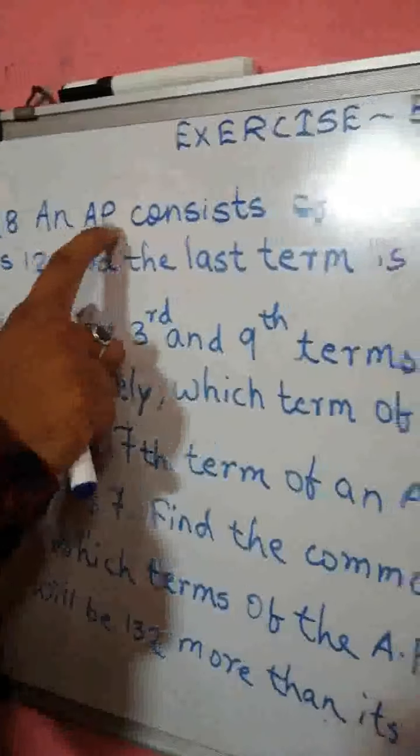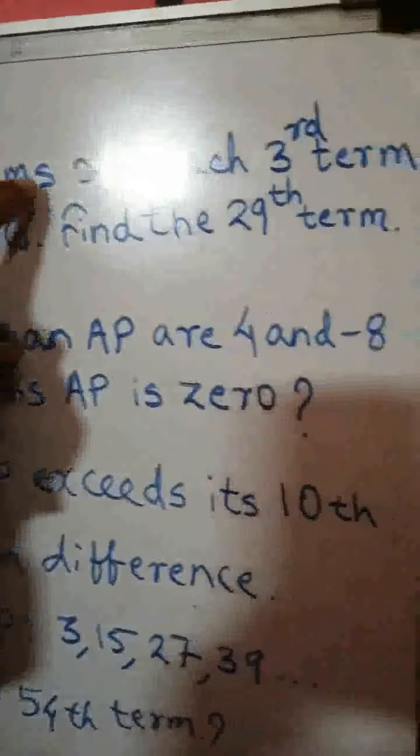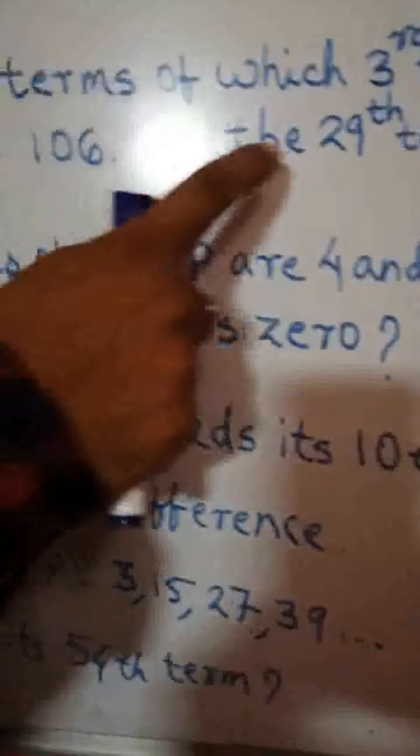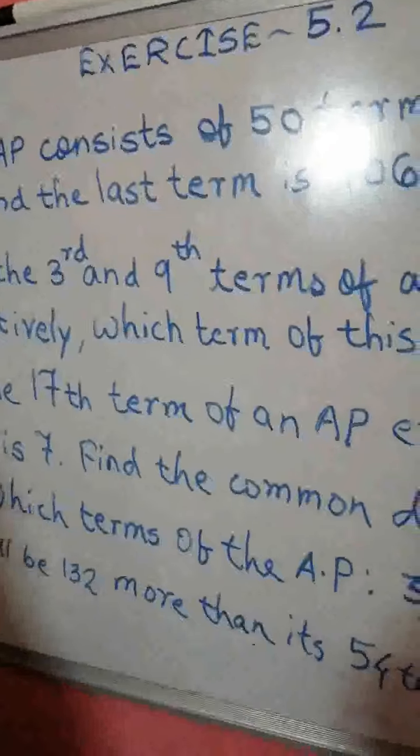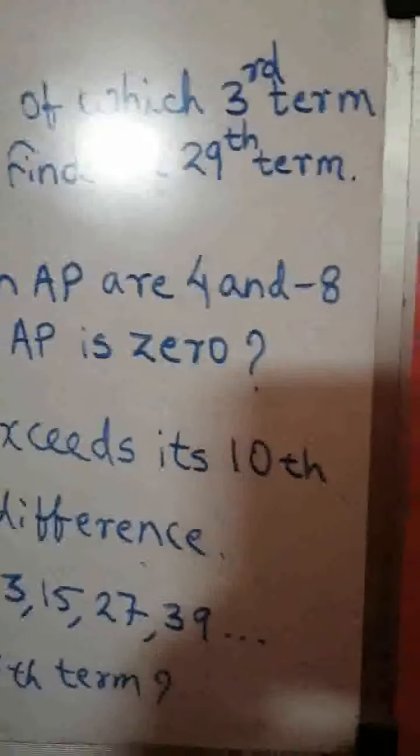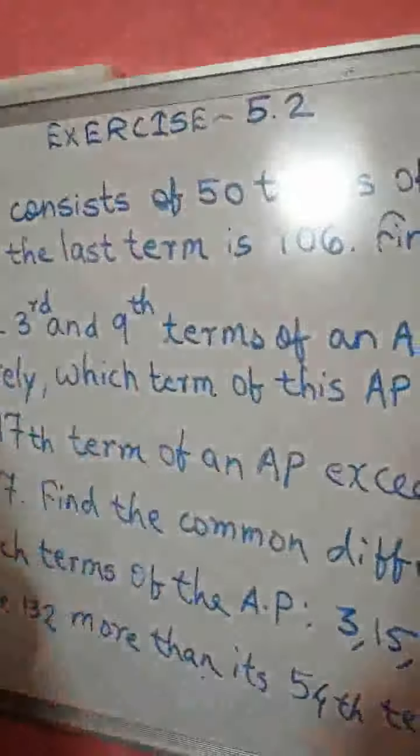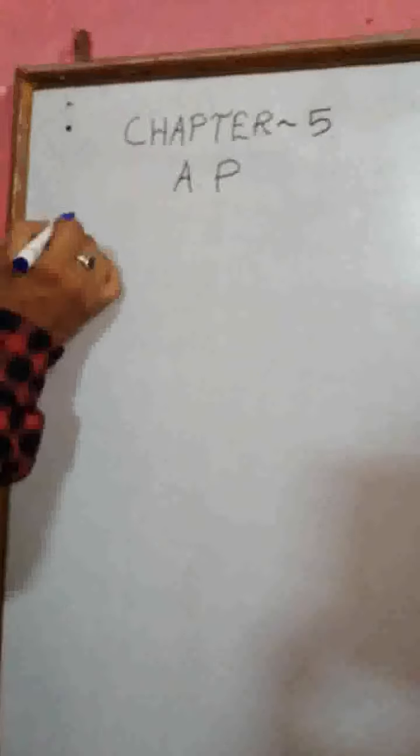Exercise 5.2, question 8. An AP consists of 50 terms, of which the third term is 12 and the last term is 106. Find the 29th term. Means there is one AP with 50 terms. The third term is 12 and the last term means the 50th term, because the AP consists of 50 terms. The 50th term is 106 and we are supposed to find the 29th term.